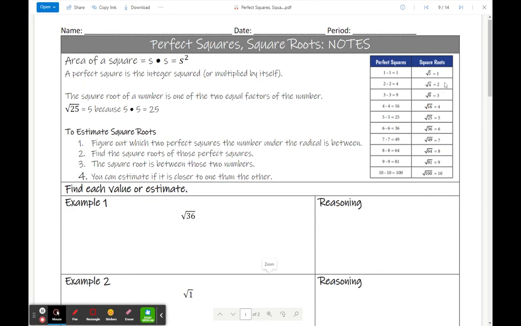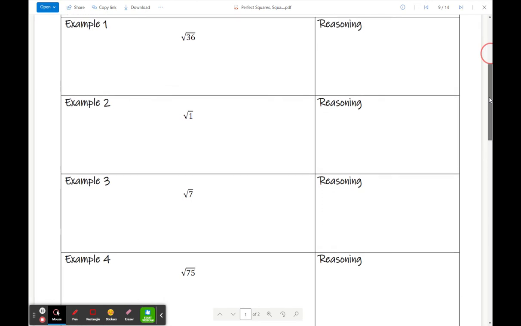So over here on the right, I've given you a chart of perfect squares and square roots up through 10 times 10, or up through the square root of 100. To estimate square roots, and that's something else that we are going to do, you would find out which two perfect squares the number is between, and then you would estimate if it's closer to one or the other. So let's try that out. We have example 1.